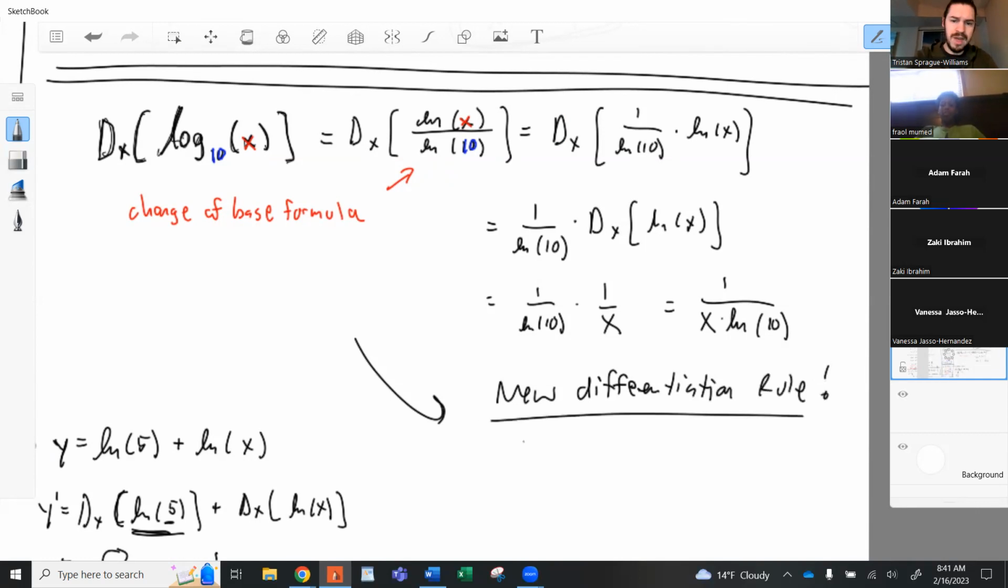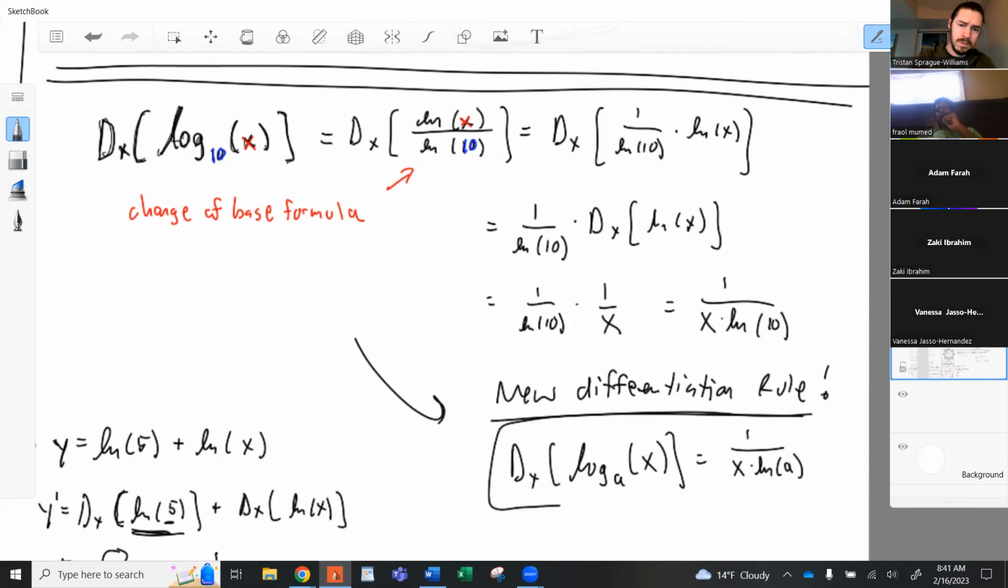Which is that the derivative of log base anything, log base a of x, is always going to be 1 over x times the natural log of a. Like that.